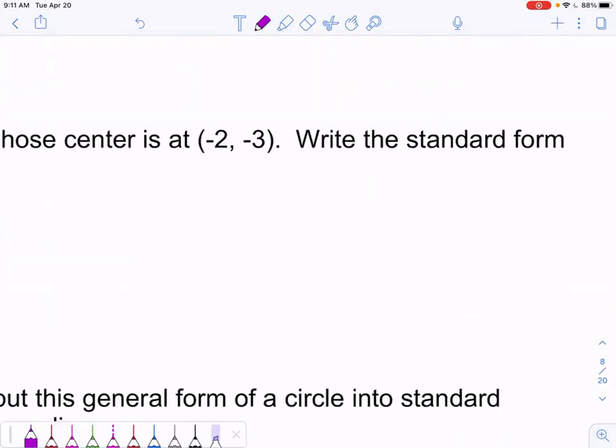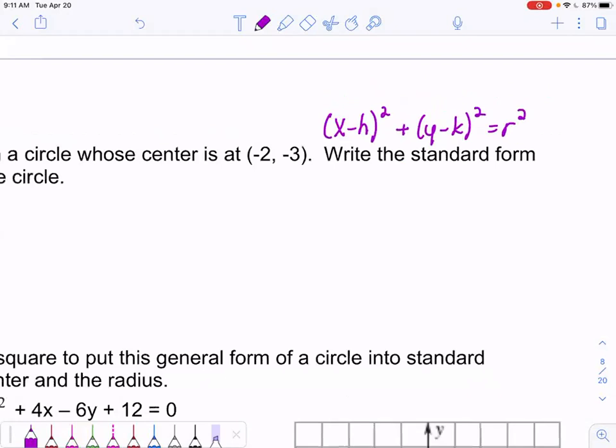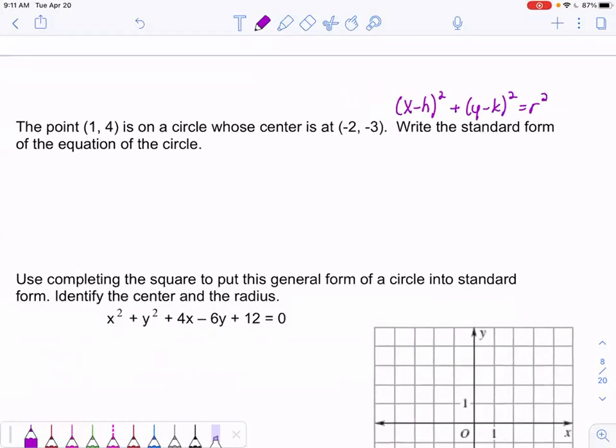So if our goal is to write the standard form, we want that (x minus h) squared plus (y minus k) squared equals r squared. That's the standard form. So anytime you see standard form, my end result needs to look like a quantity x squared plus a quantity y squared equals r squared. The point (1, 4) is on a circle with a center of (-2, -3). Find the standard form of the equation.